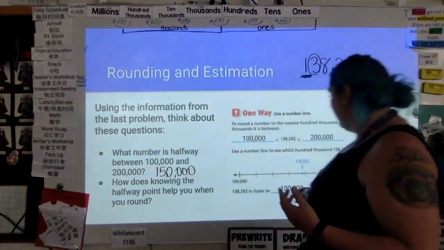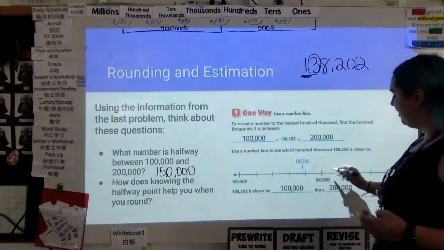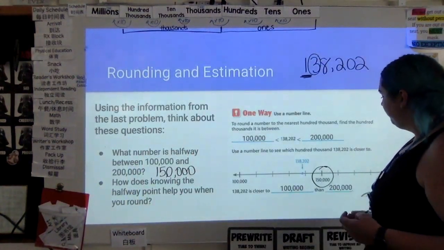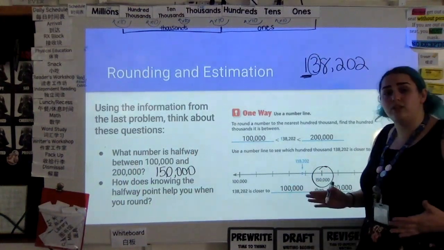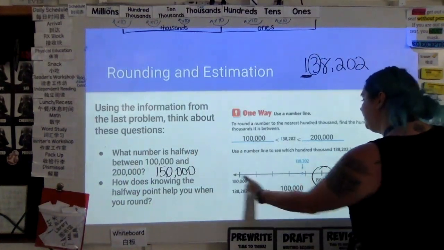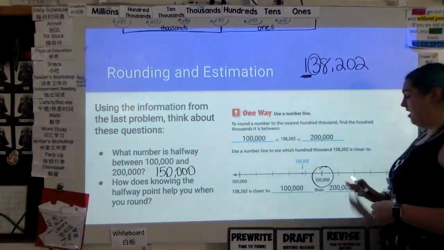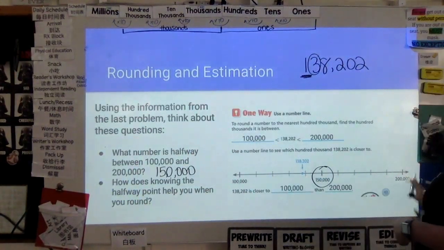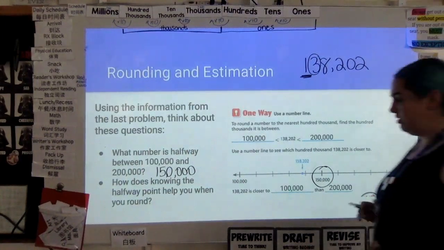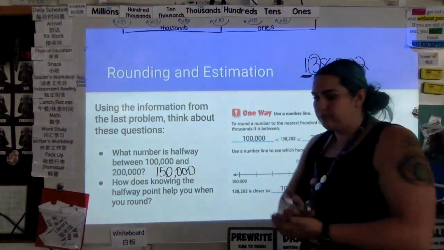And we also talked about why knowing that helps. It helps because if you're looking at the halfway mark, this is directly in between the two. If it's on this side of the halfway mark, it's telling you it's closer to this. If it was on this side of the halfway mark, it would be closer to 200,000, okay?